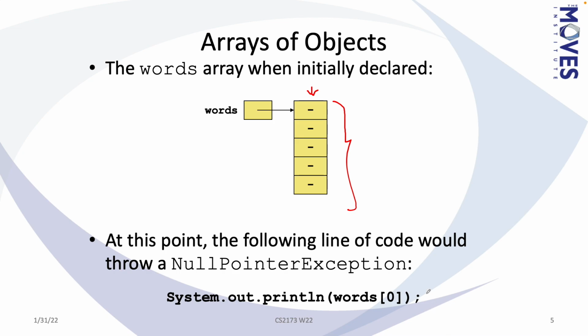Now at this point, if I try to print, well, this is actually false. I should have checked this. This will actually print null. We can check that. Remind me to check that.